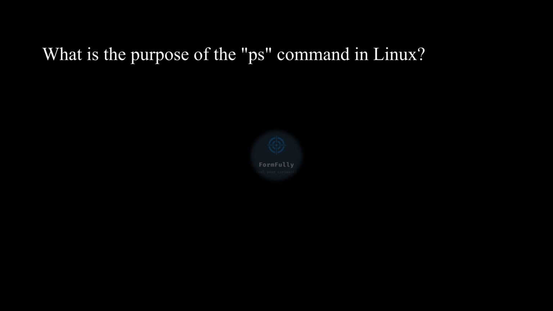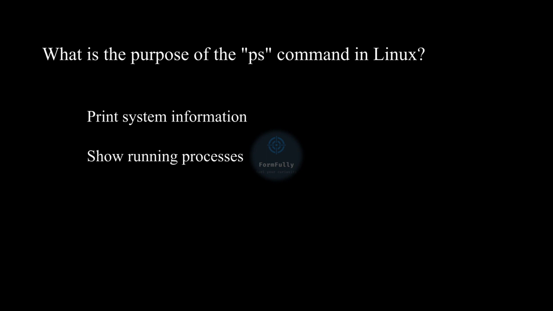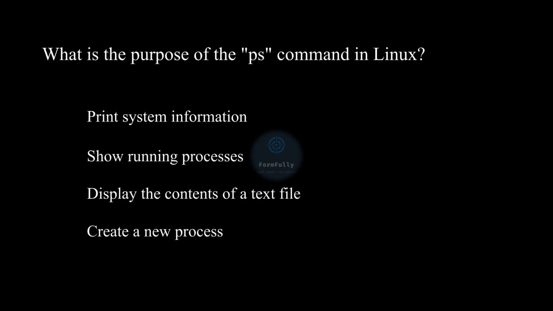Next question. What is the purpose of the ps command in Linux? Options are print system information, show running processes, display the content of a text file, create a new process. The ps command is basically used to display the information about running processes. So the second option is correct, show running processes. Other options like print system information and create a new process are not specific to the ps command. And the third option, display the content of a text file, is not the primary purpose of ps. So the second option is correct.